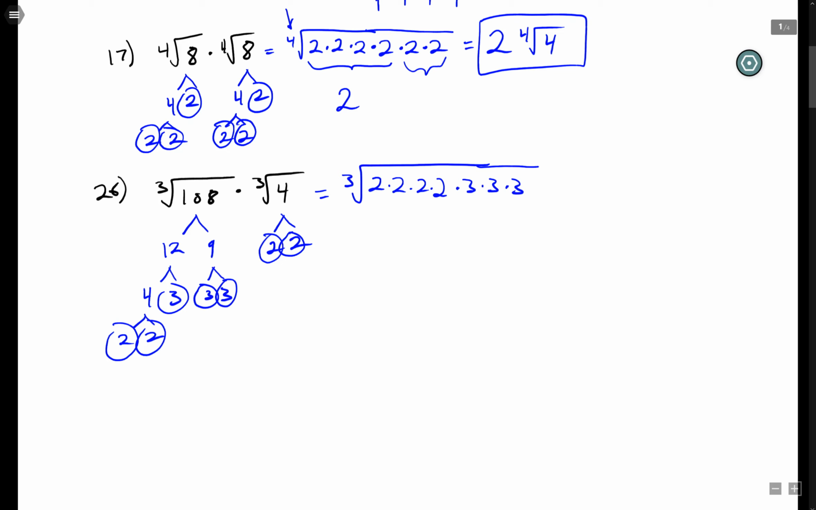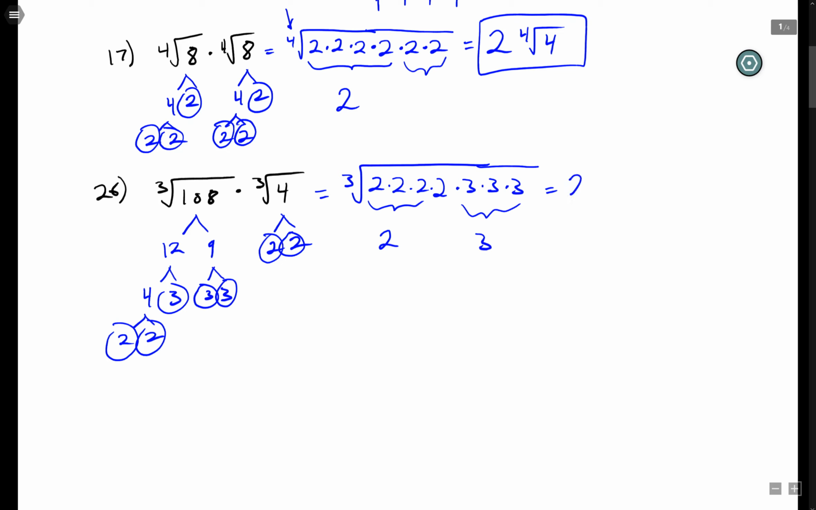Now, since I have a cube root, I'm looking to see if there are numbers that are multiplying times themselves 3 times. Here, I see 2 times 2 times 2. The cube root of 2 times 2 times 2 is simply 2. Also here, I have the cube root of 3 times 3 times 3. Obviously, the cube root of that is 3.